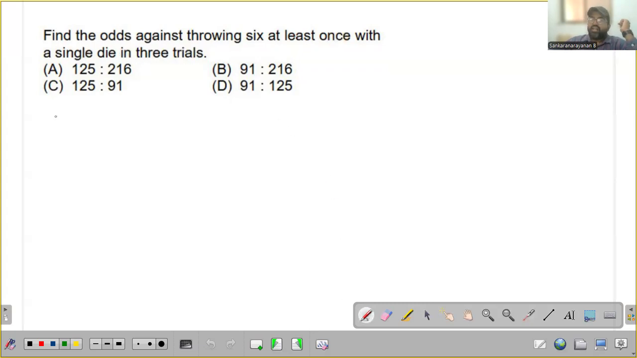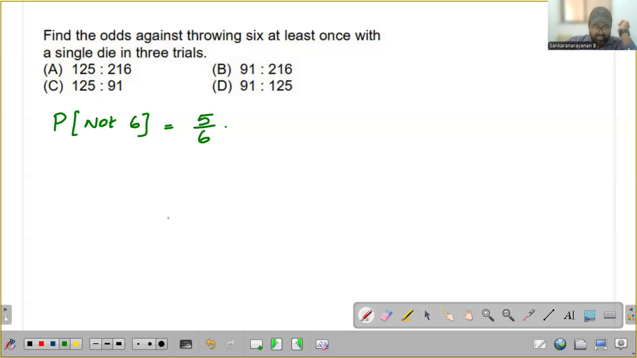So, let me do one thing. I'll make it simple. What is the probability that when you are throwing the dice once, you are not getting 6? It is equal to 5 by 6. Okay, listen very carefully. You are throwing a dice. The total number of outcomes is 6. Out of the 6, you are not going to get 6. So what is the probability that you are not going to get 6? It is 5 upon 6. And this happens when you are throwing the dice once.